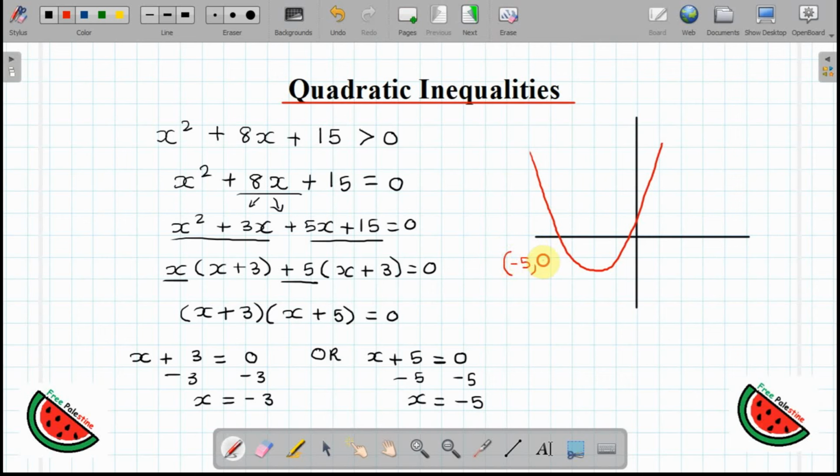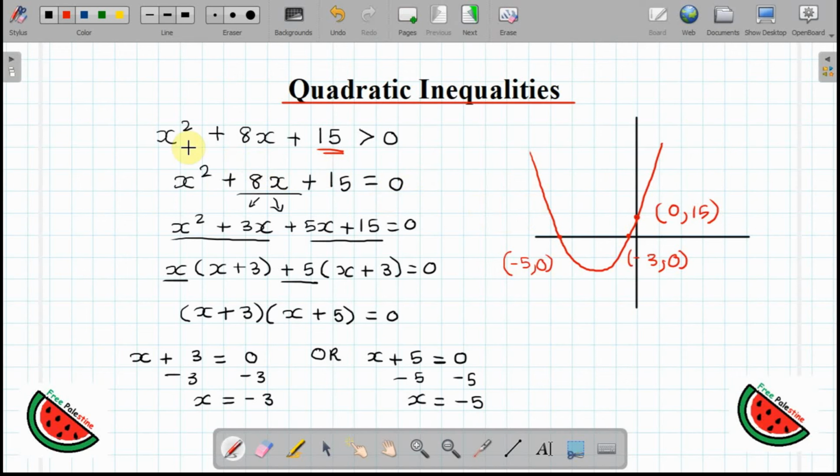So minus 5, 0. This will be my first solution over here. My second solution over here is minus 3, 0. And then the y-intercept will be 0, 15. And I've obtained this from here. So whenever we are finding the y-intercept, the x-coordinate is going to be 0. And if you were to substitute that, you would be able to find the y-coordinate.